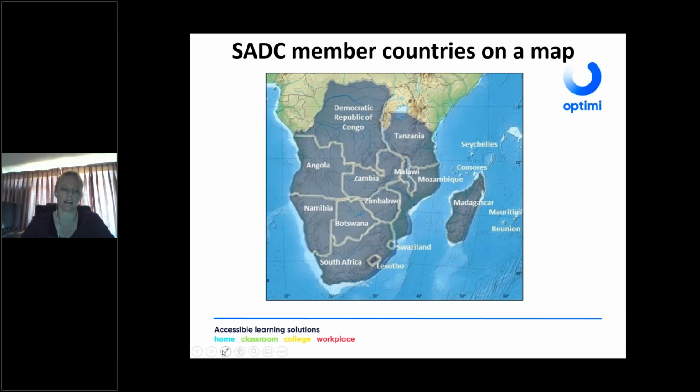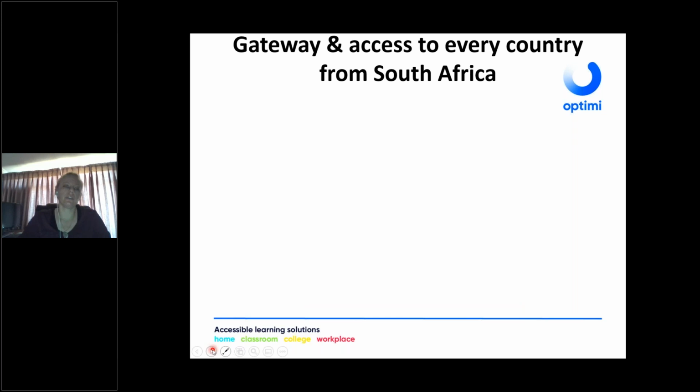Okay. Then it's very important to understand what the gateways are, or the access to every one of these countries. And we are once again going to look at this from the viewpoint of South Africa. So how can we as a South African citizen or a South African tourist access all of these countries? But it's also important to know when you have international tourists so that they can understand how to get to these countries.